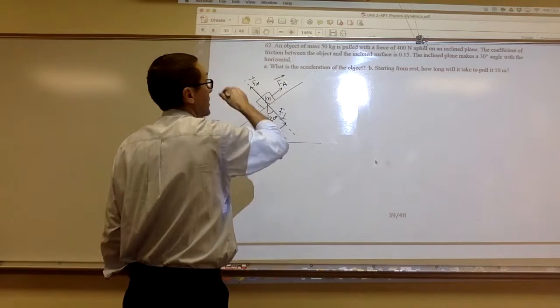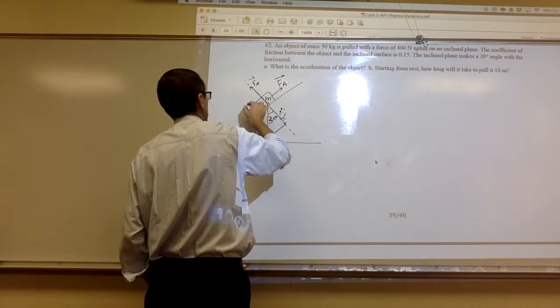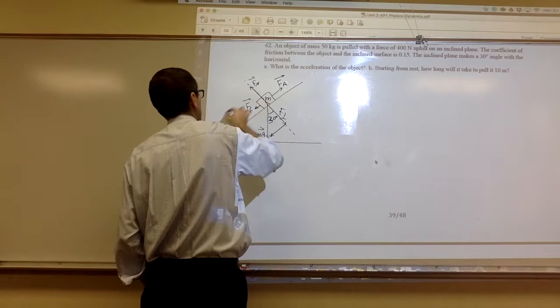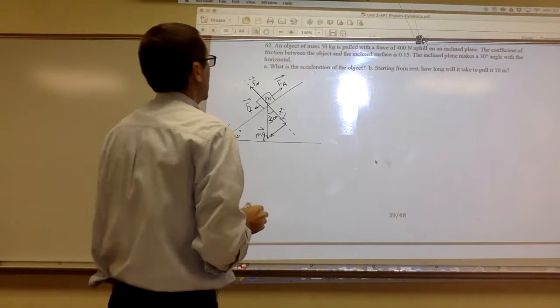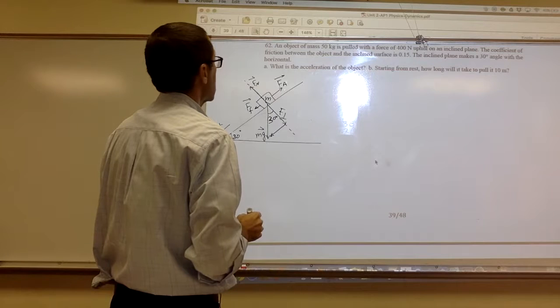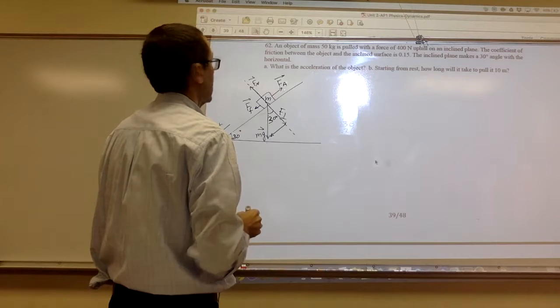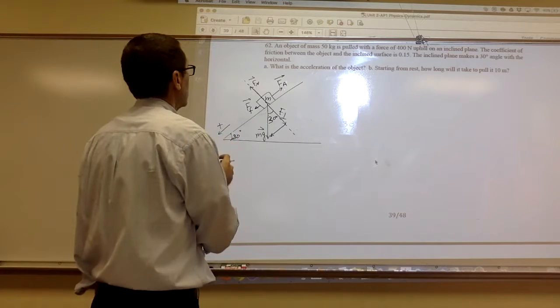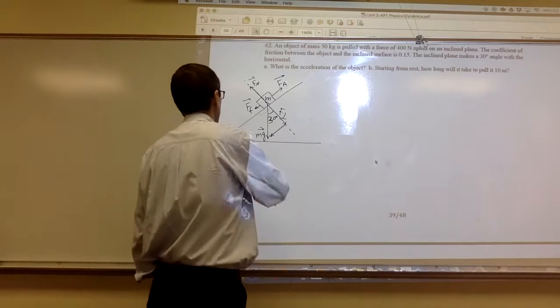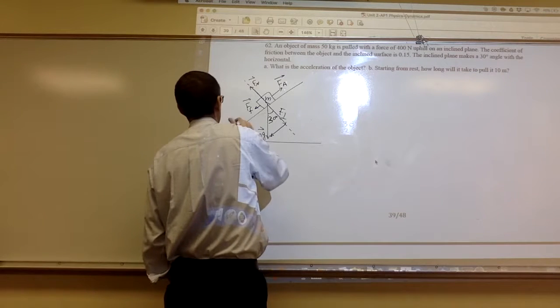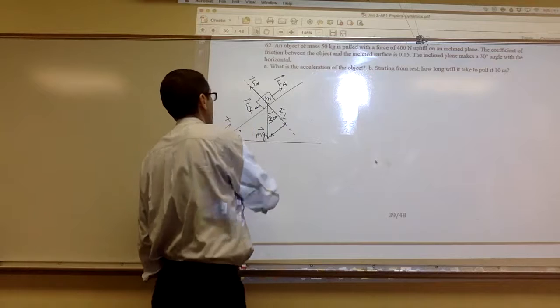Right, so Fa is there. Friction has to be holding you back. And the angle is 30 degrees, just like before. What's the acceleration? So now up is positive this time. Up the ramp is positive.